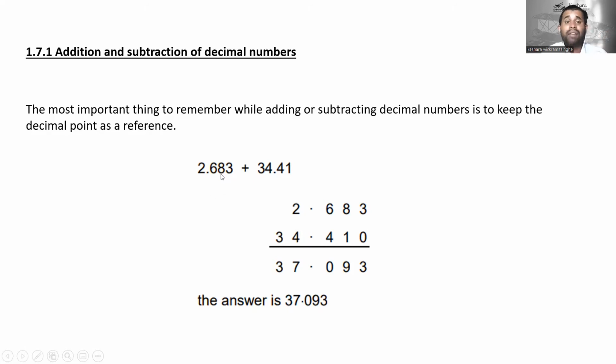So when we are adding, we have to keep the decimal point as a reference. When we add this one, the answer is 37.093. So the answer is this one. This is the normal way.